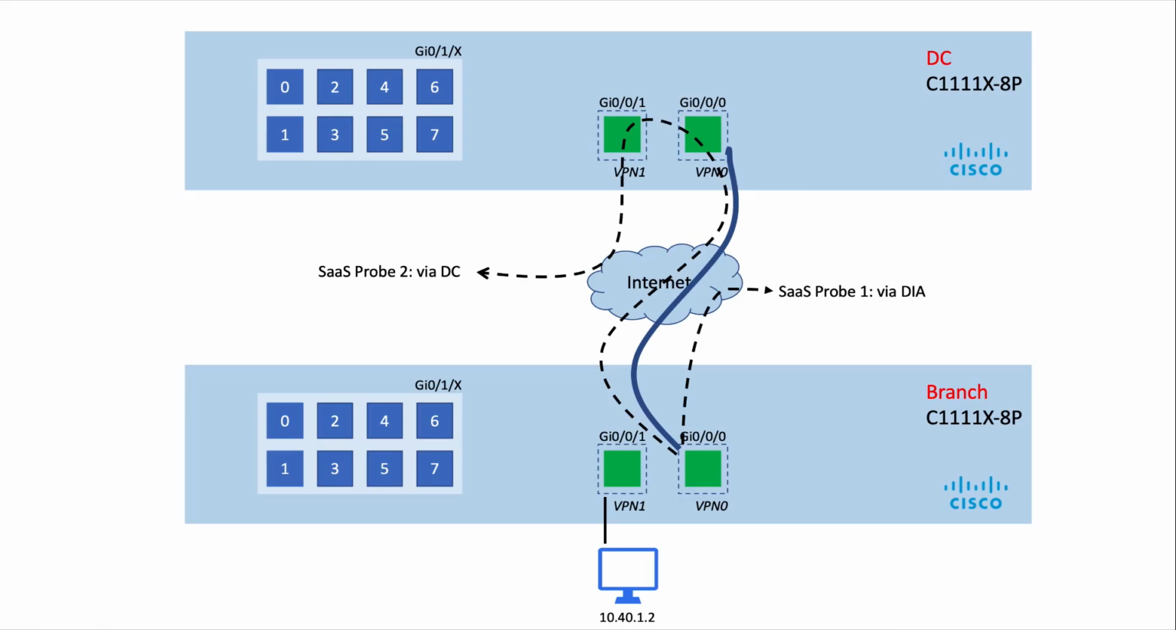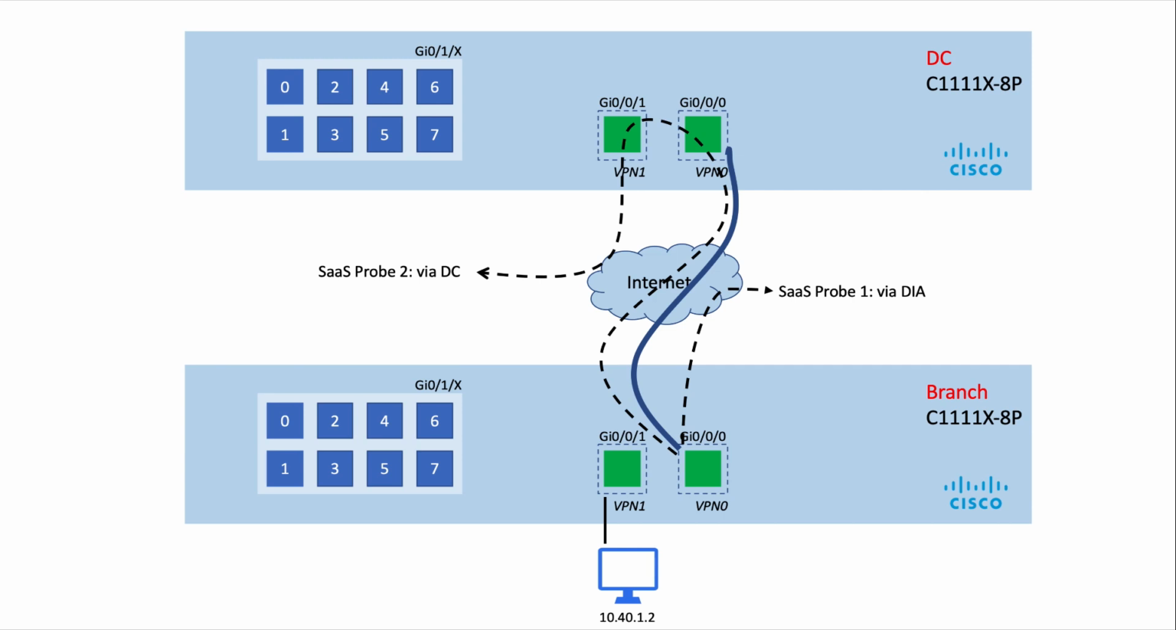Looking at how to configure Cloud OnRamp for SaaS using a couple of ISR or C-Edge devices. Here I am using C1111X for both data center and branch. And I have connected a laptop to branch on VPN 1 using GE001. The IP address of that one is 10.40.1.2.